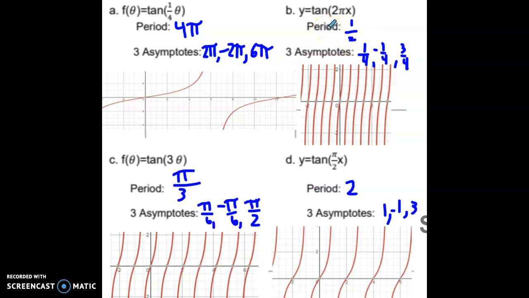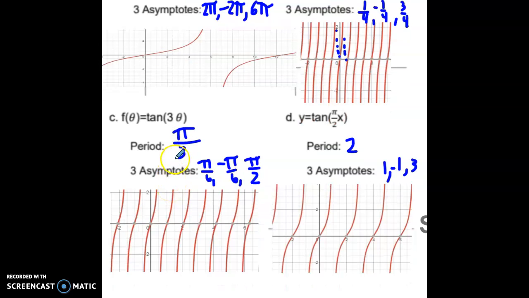Part B, the period is 1/2 because we take pi and divide it by 2 pi and we get 1/2. That means every period happens in 1/2 unit. So the asymptotes are at 1/4. In between here and in between here, they're super close together, very condensed horizontally.